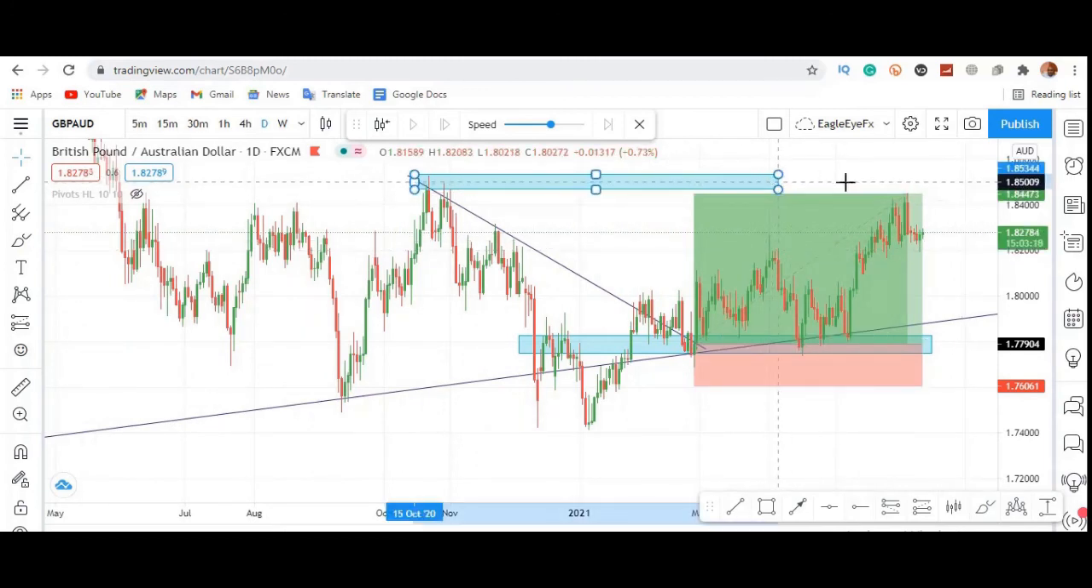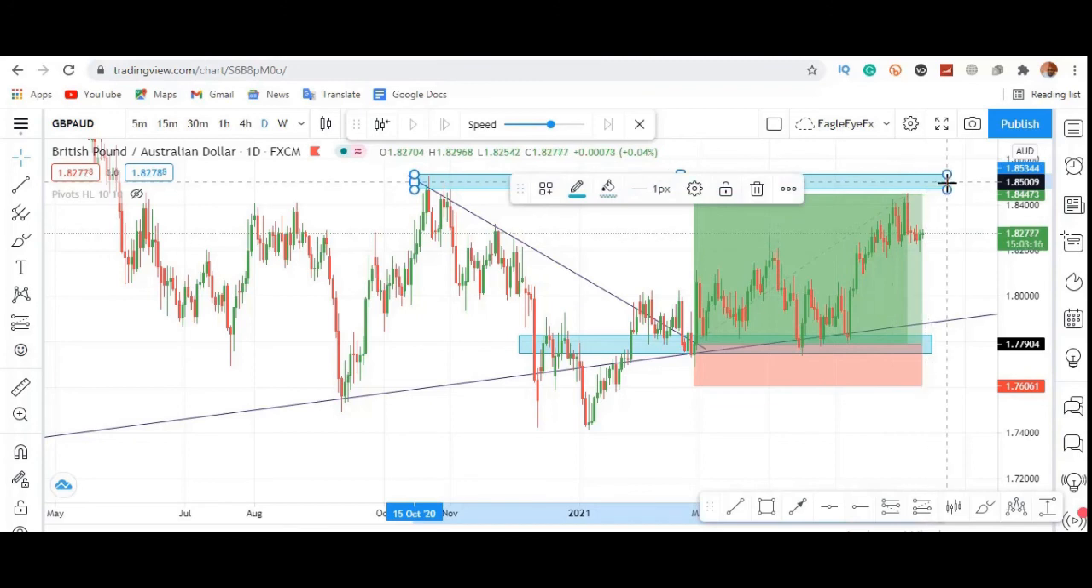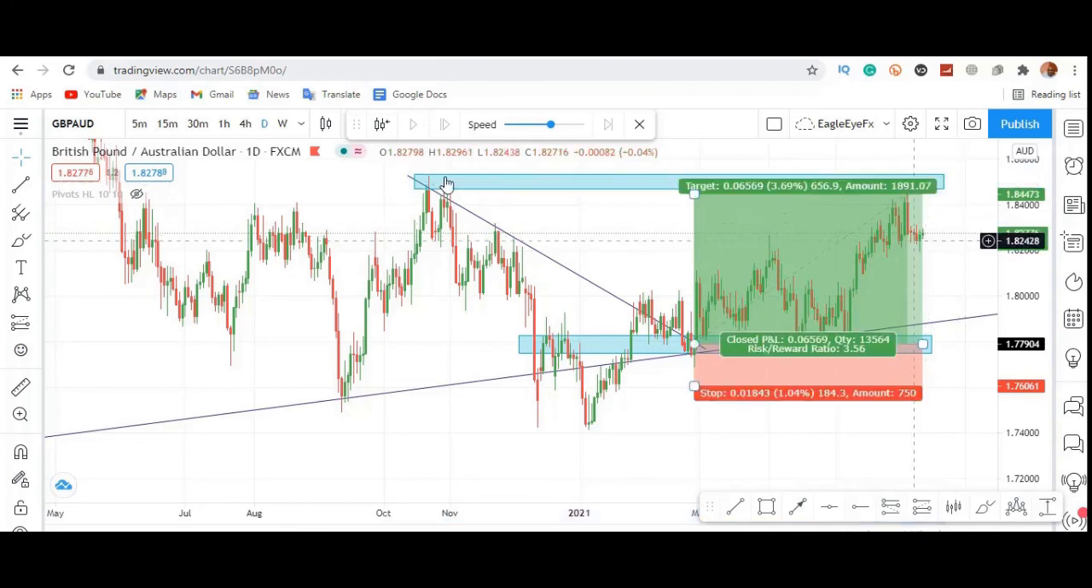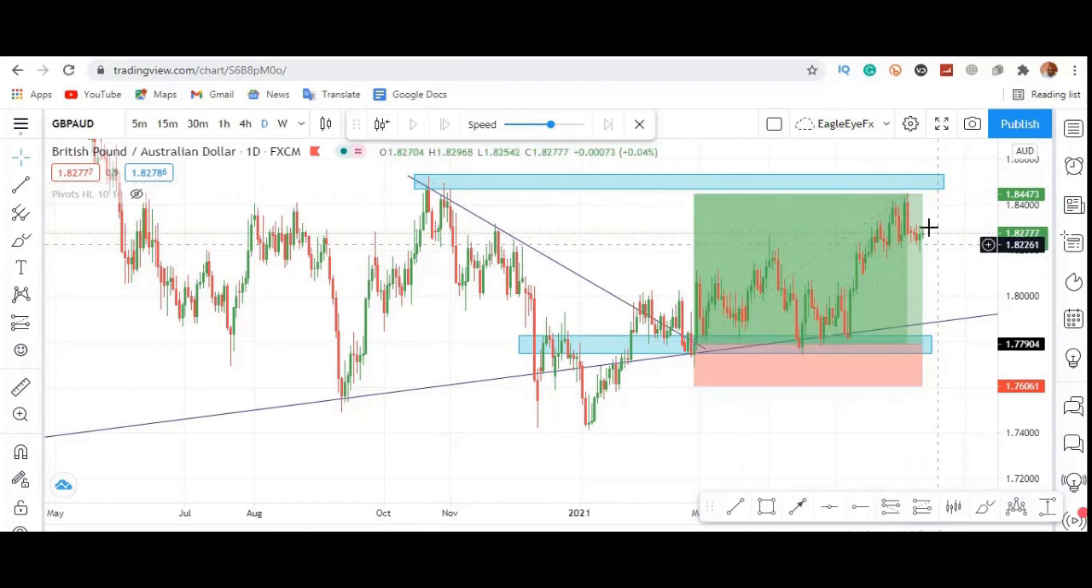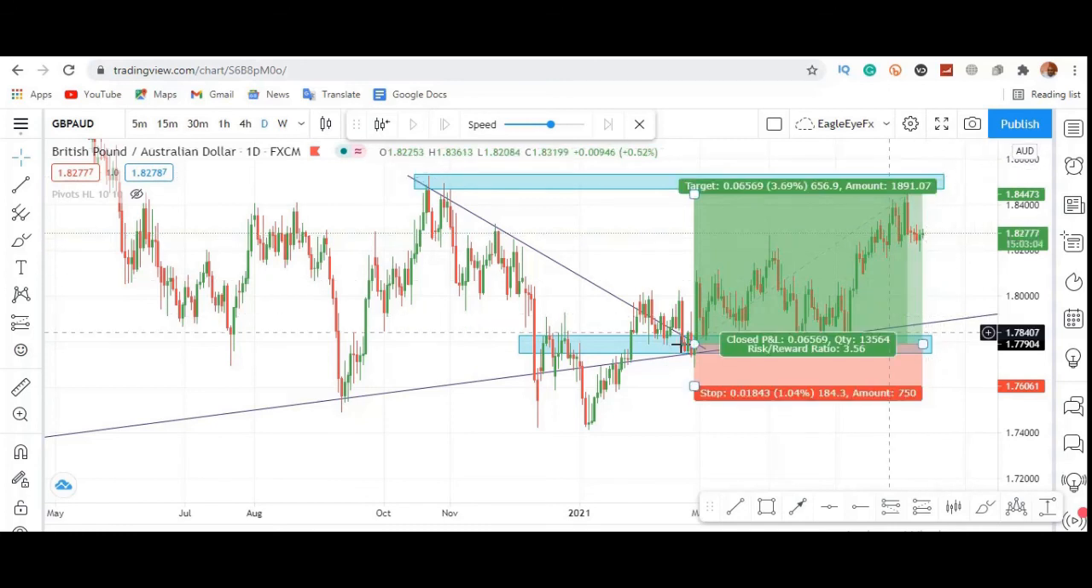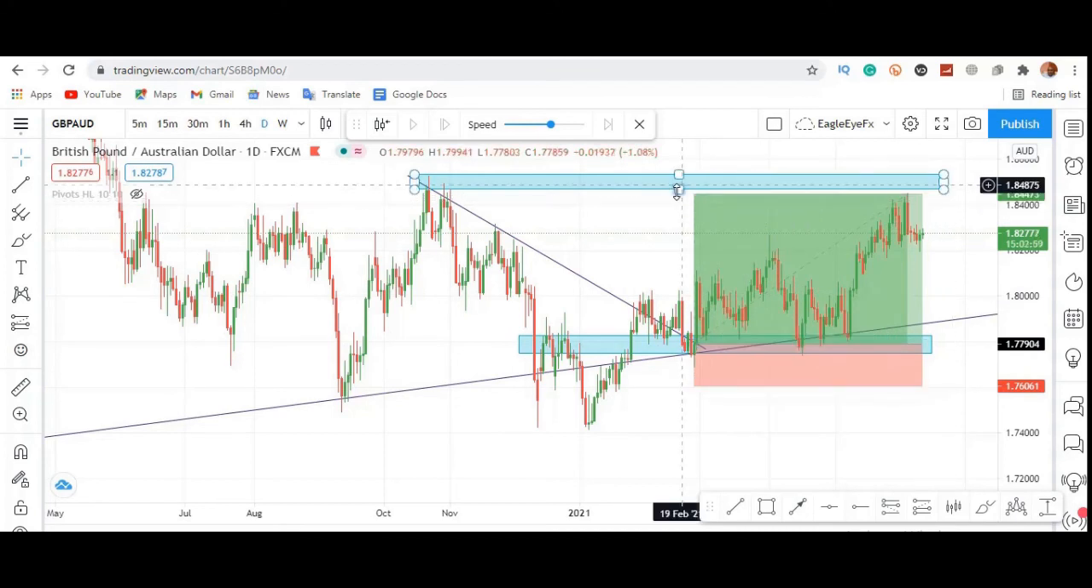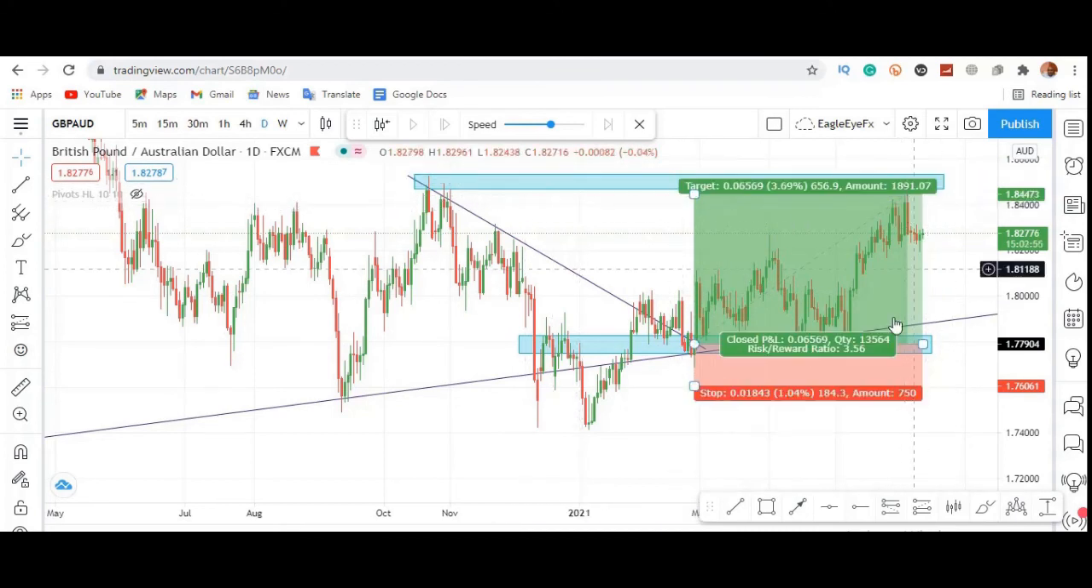So you can see that though our target was somewhere around up here, we did not reach our target, but I mean the market is still playing on, so perhaps the market is going to reach up to here. Maybe we are going to do another video. So what it means is that perhaps it might come all the way to the top here, but yeah, this is a beautiful 1:3.5 risk to reward ratio.